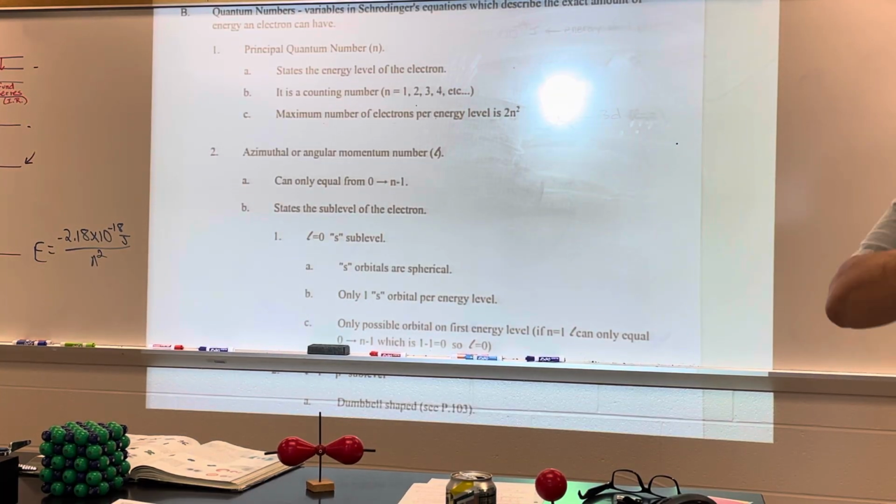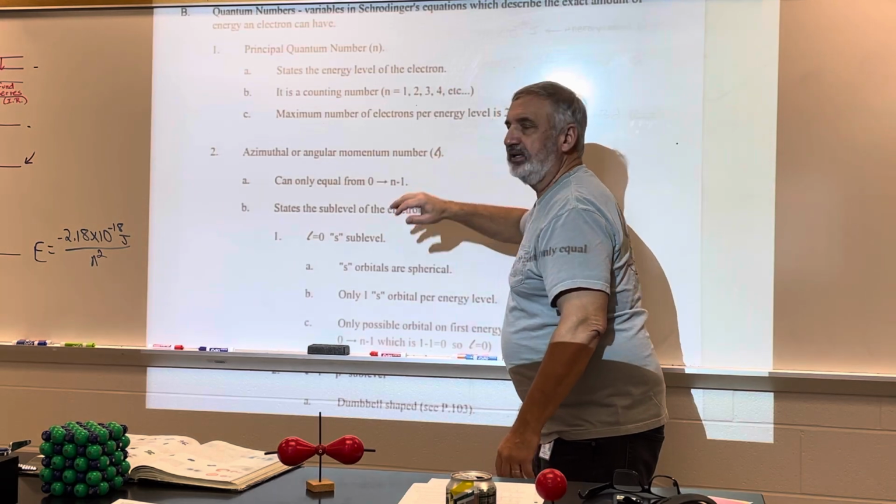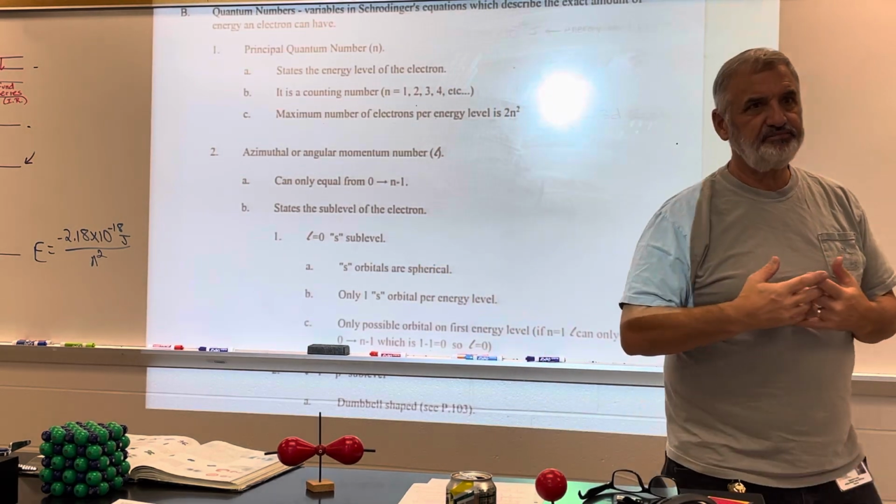Where is the electron? What energy levels is it going to be on? And we're going to find it's going to be these sublevels. Well, the azimuthal or angular quantum number L gives me that sublevel.